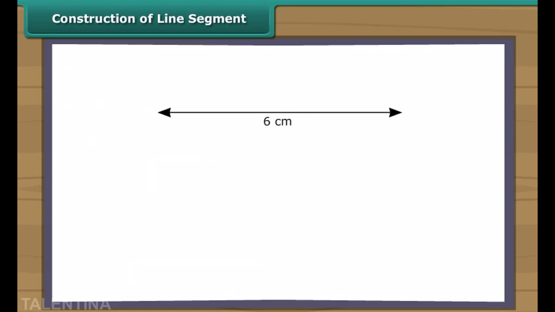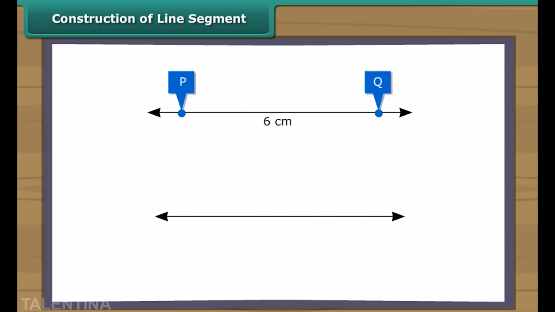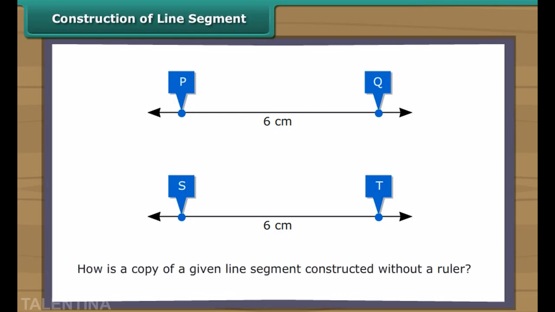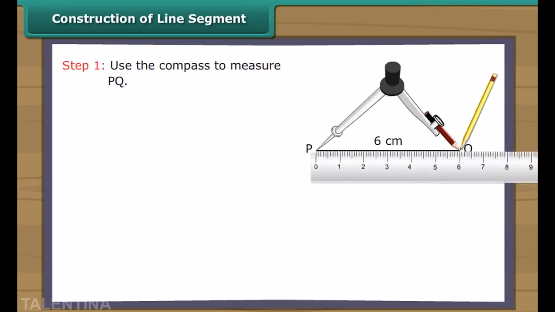Suppose a 6 centimeter long line segment PQ is given. We want to create another line segment ST of the same measurement. How do we do it without using a ruler? Use the compass to measure PQ.